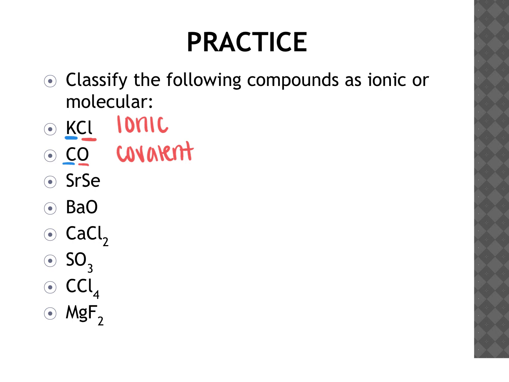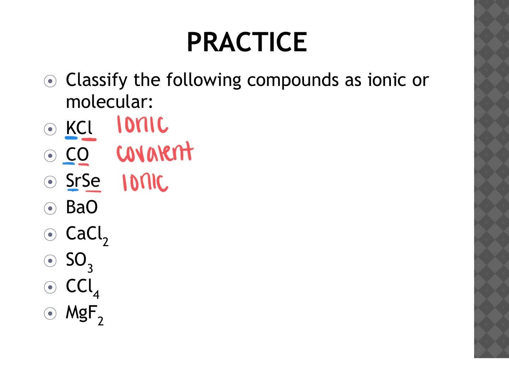Next we have strontium selenide, or SrSe. What are the 2 elements present? So Sr is the metal, Se is the non-metal, so how would you label that? Good. Ionic.